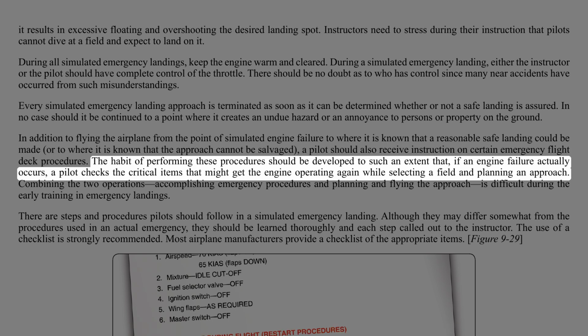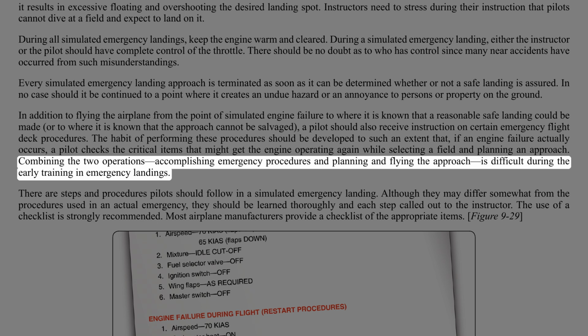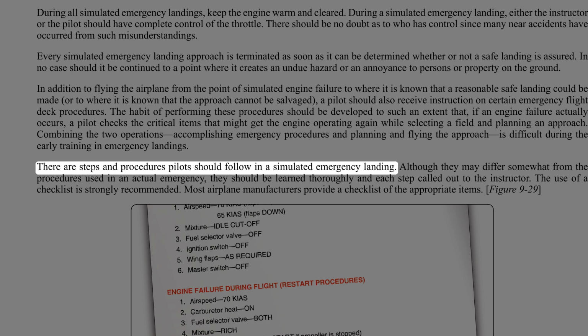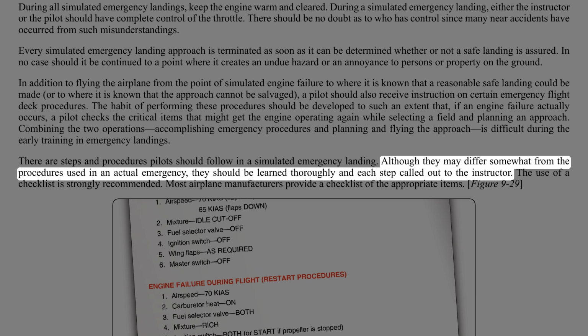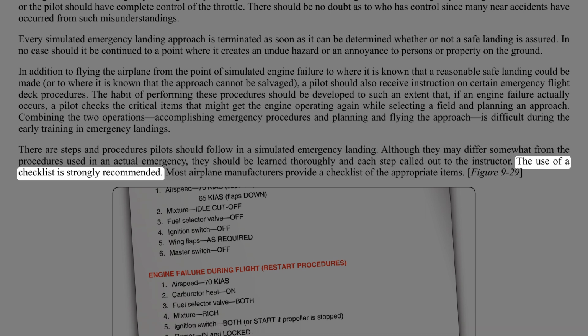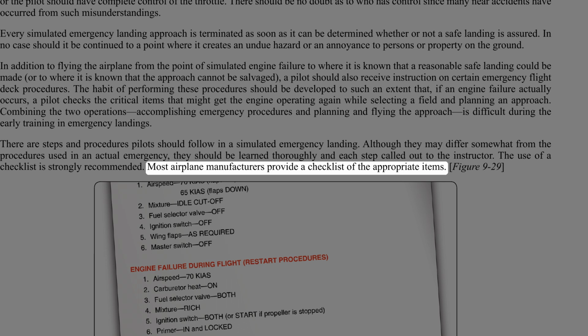The habit of performing these procedures should be developed to such an extent that, if an engine failure actually occurs, a pilot checks the critical items that might get the engine operating again while selecting a field and planning an approach. Combining the two operations, accomplishing emergency procedures and planning and flying the approach, is difficult during the early training in emergency landings. There are steps and procedures pilots should follow in a simulated emergency landing. Although they may differ somewhat from the procedures used in an actual emergency, they should be learned thoroughly and each step called out to the instructor. The use of a checklist is strongly recommended. Most airplane manufacturers provide a checklist of the appropriate items.